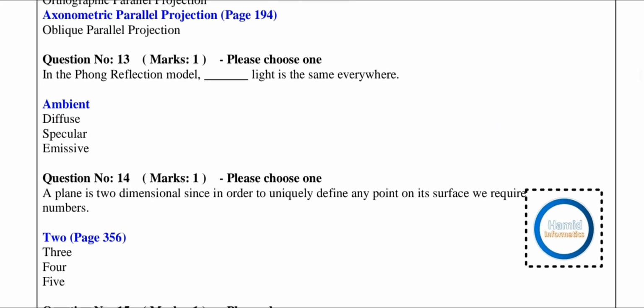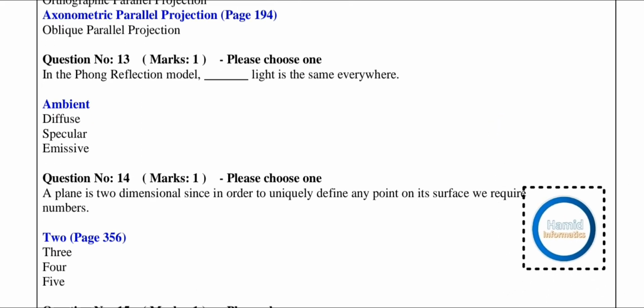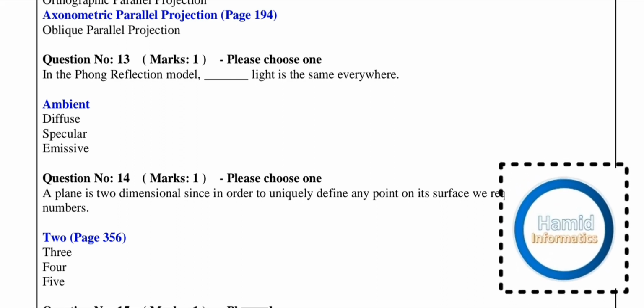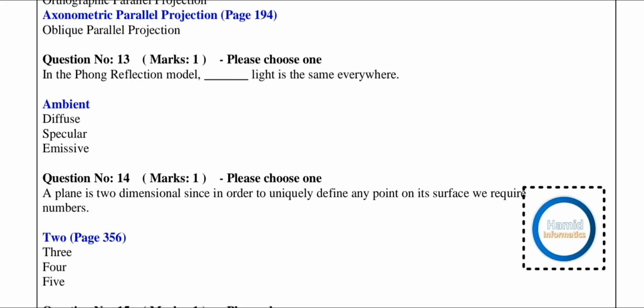And this is the last question. A plane is a two-dimensional space. In order to uniquely define any point on its surface, we require dash numbers. Two numbers.